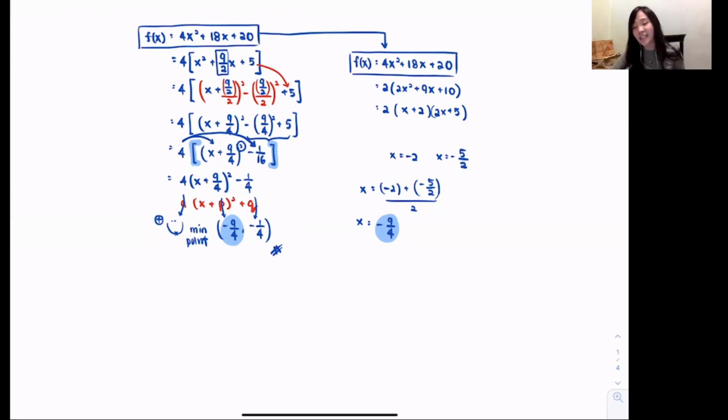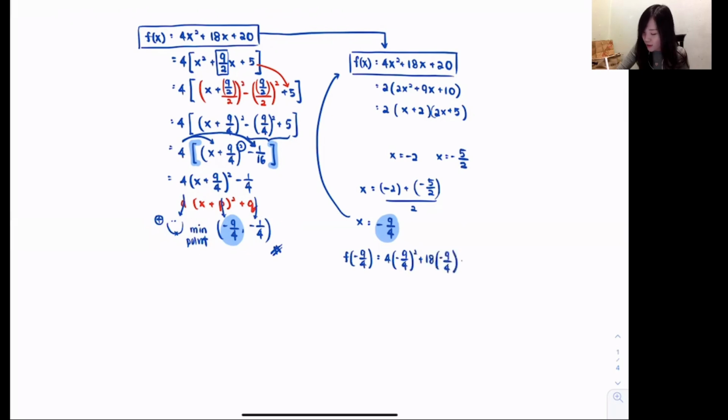So guys, I already get the x answer. But how do you find the y? Sub back into the y equation. In the x column, I will sub negative 9 over 4 inside. Then all I need to do is press the calculator: 4 bracket negative 9 over 4 squared plus 18 bracket negative 9 over 4, and so on. Just press the whole thing and you get negative 1 over 4. Now you can write out the x is this, the y is this. This is my turning point answer.